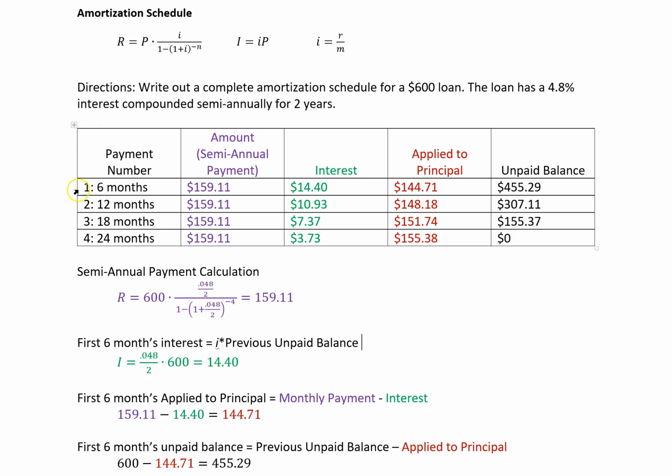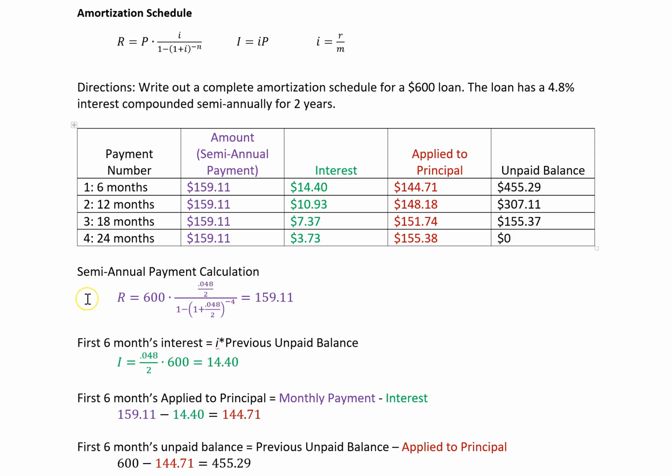The first payment will occur at the 6-month mark, since it's semi-annual. The second payment will occur at 12 months, the third payment at 18 months, and the last payment at 24 months, which is the end of the 2 years.